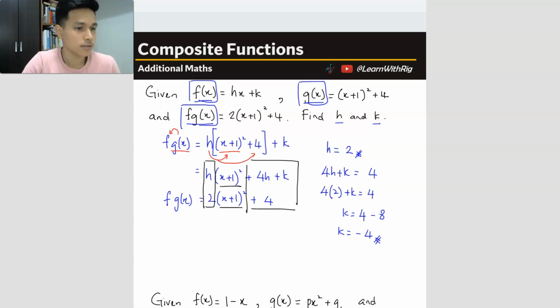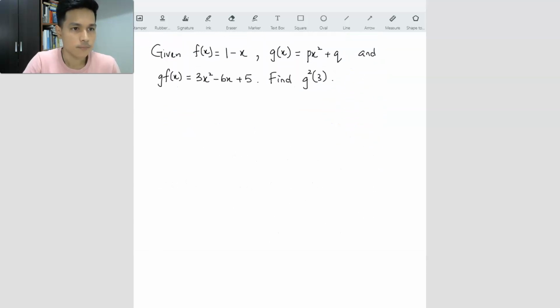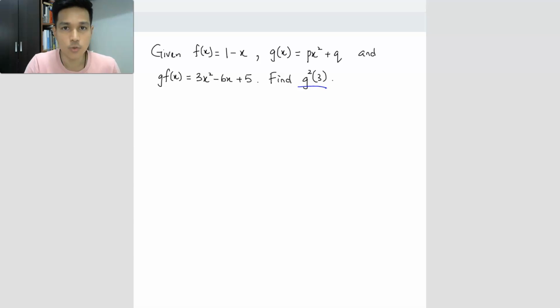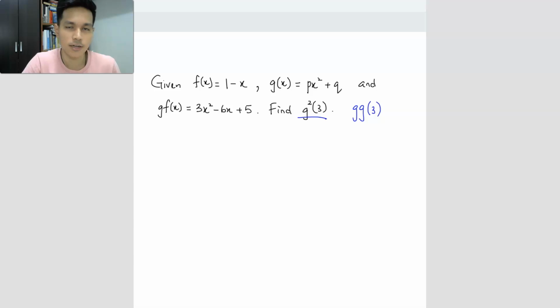Alright, so now let's see another one. This is a similar question, also comparison, but they got one extra step. The extra step is they want you to find g squared of 3. So what does that mean? I'm sure you know what g squared is. That's what we did just now. g squared means what? There are two g's, so g(g) and then 3.